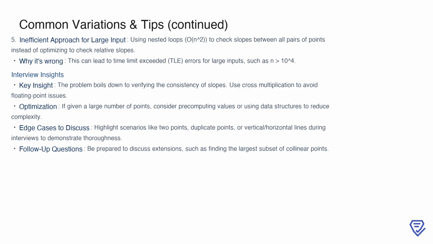When interviewing, remember that the core of this problem lies in verifying the consistency of slopes. Using cross-multiplication not only avoids floating point issues but also simplifies the logic. For large inputs, you might want to discuss optimization strategies, like pre-computing values or leveraging data structures to reduce complexity. Additionally, discussing edge cases like vertical lines, duplicate points, or scenarios with just 2 points demonstrates thoroughness.